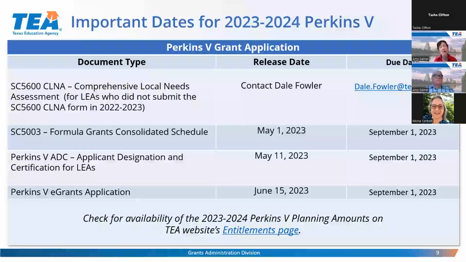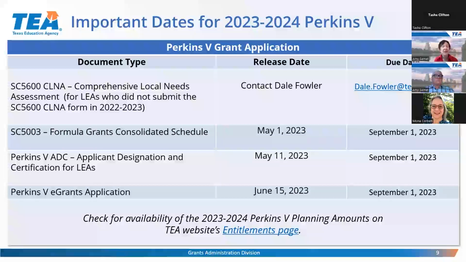If it's going the other way, you formerly applied on your own, now you want to be a member of a shared service arrangement, you need to contact Dale Fowler so that he can open up your CLNA. There also might be a brand new district that has never participated in the program before, been around for a while, but hasn't done the Perkins grant before. They would need to contact Dale to work with him on the CLNA. Most districts, though, will not have to submit one this year. It's due every 2 years, and so this is an off year.